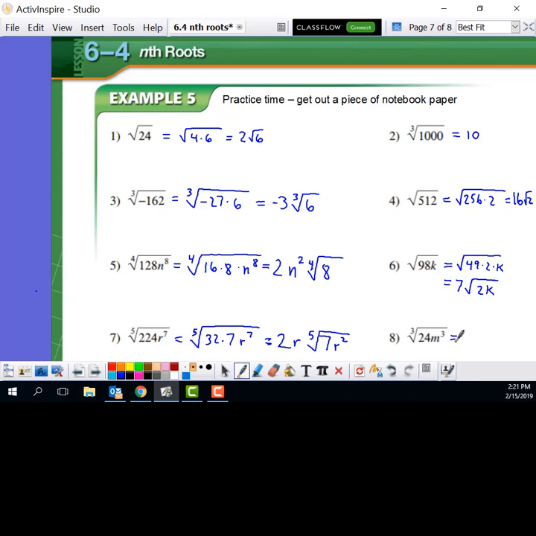Okay, number 8, we could rewrite that as the cubed root of 8 times 3 times m cubed. 8 is 2 to the 3rd, so that comes out as a 2. m to the 3rd comes out as just an m. And I have the cubed root of 3 left over inside.